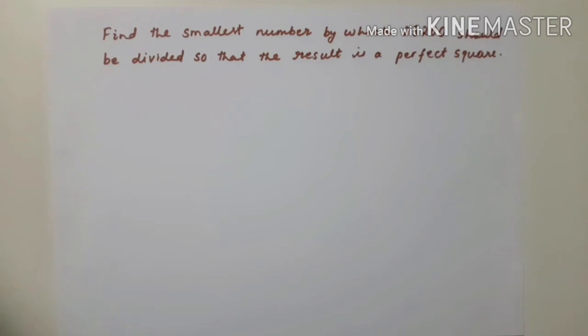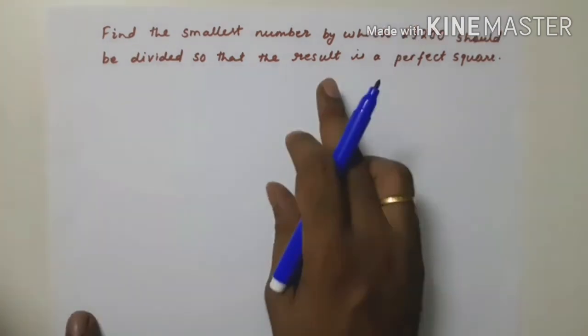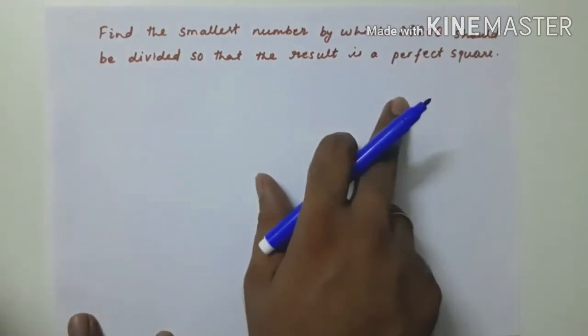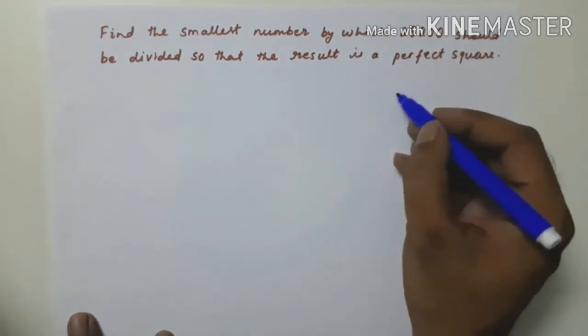Let's take another question. Here, find the smallest number by which 25,200 should be divided so that the result is a perfect square. Now from this question it is clear this is not a perfect square. Some number I have to divide so that the result becomes a perfect square. So for this first we will prime factorize 25,200.